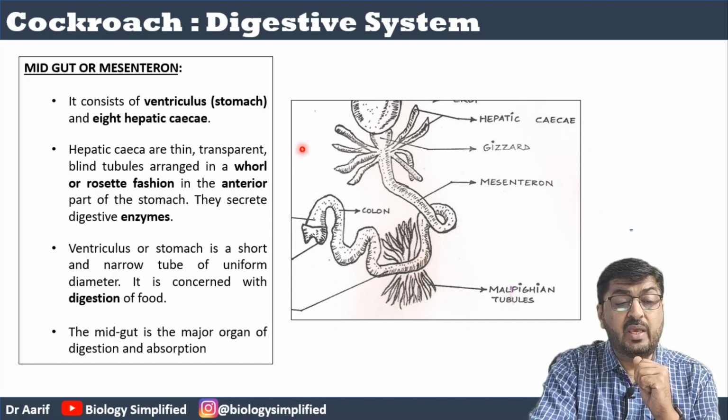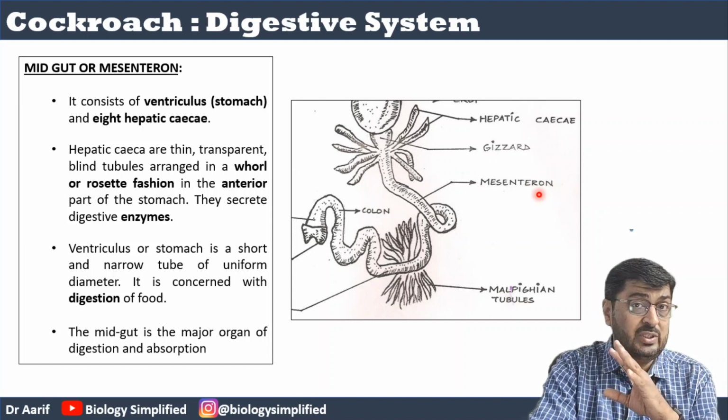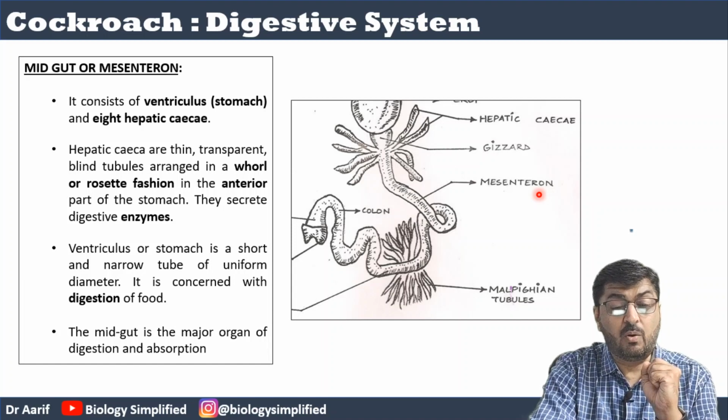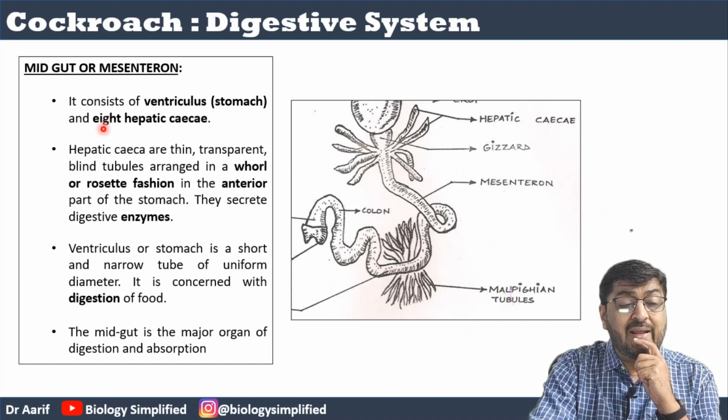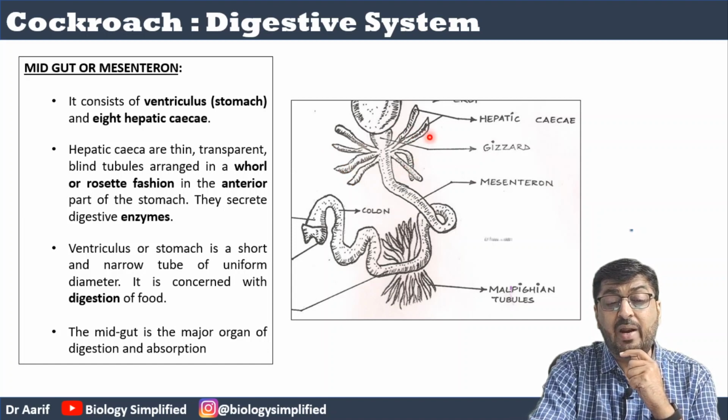सो अब मिडगट में क्या है, इट कंसिस्ट ऑफ वेंट्रिकुलस. सो ये पूरा जो मिडगट है जिसको मीजेंटेरॉन भी बोलते हैं. सो व्हाट एवर ग्लैंड्स आर गोइंग टू बी प्रेजेंट इनसाइड विल बी द ग्लैंड्स ऑफ मीजेंटेरॉन, वो तीसरा वाला ग्लैंड. ओके, एंड 8 hepatic CK. हैव अ लुक एट दिस हियर नाउ. कैन यू सी दिस tubules 1 2 3 4 5 6 7 8 hepatic CK.